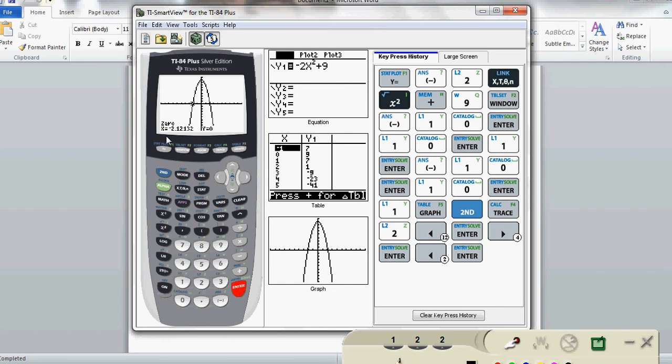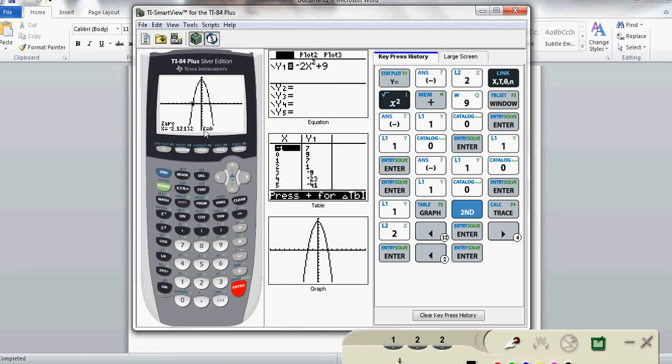And then notice it says the 0 occurs at negative 2.12132 when y is equal to 0. That's why it's called a 0, because y is equal to 0. So that would be one spot that I'd want to see. I'd want to see this labeled as negative 2.12, 0.